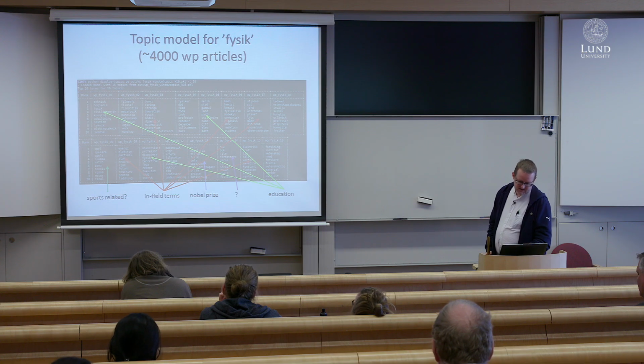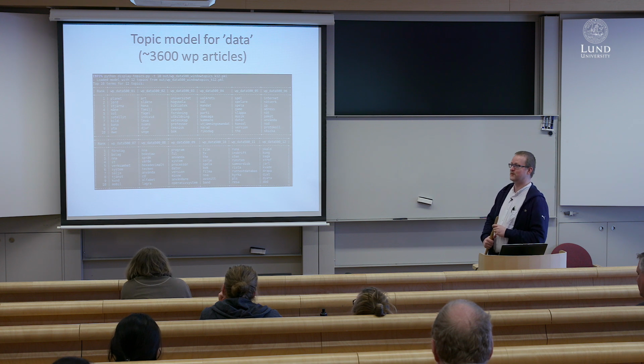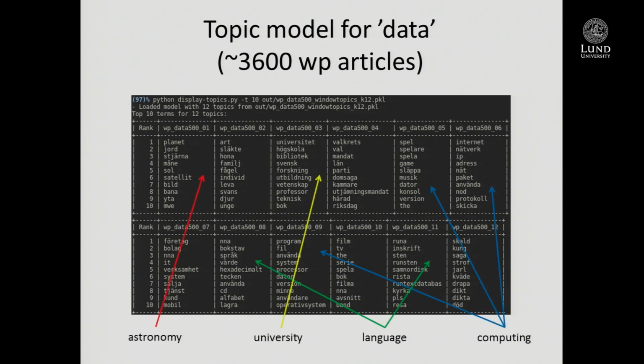I kind of couldn't resist doing it for data, of course. So let's see what we find here. Well, we actually get astronomy as a subject here, which is good. So we have planet, Earth, star, etc. We have university, so university people use data a lot, don't we? So we have university, library, Swedish, research. We have language-related things here. Letter, language, well, alphabet is there as well.